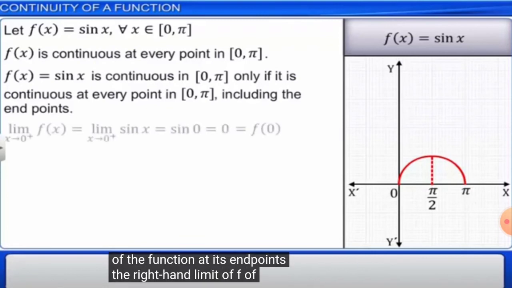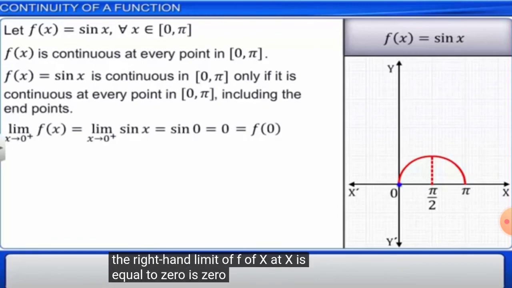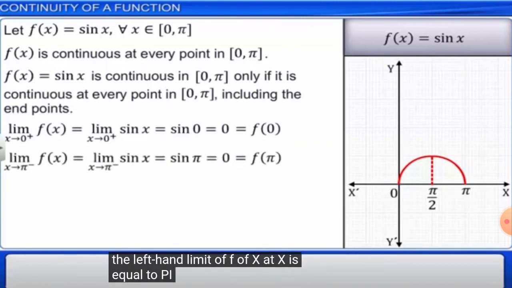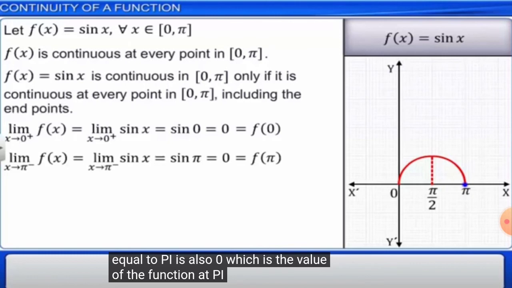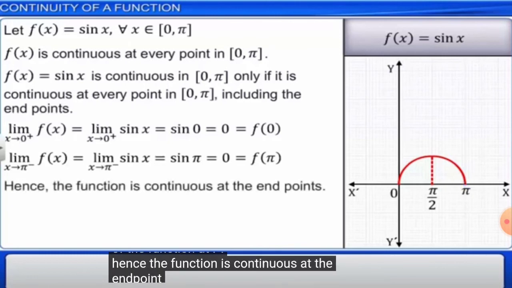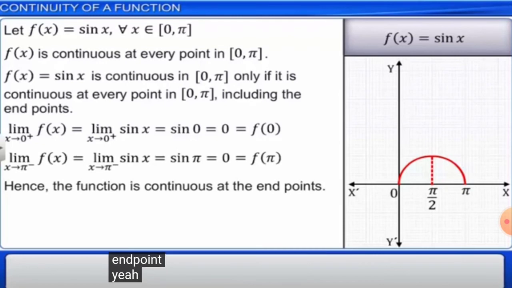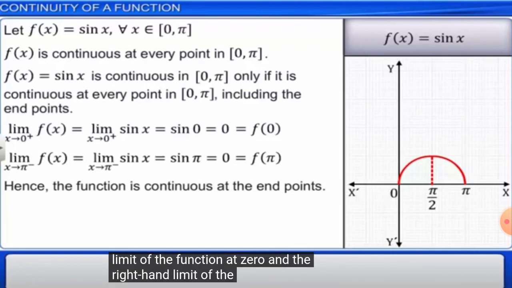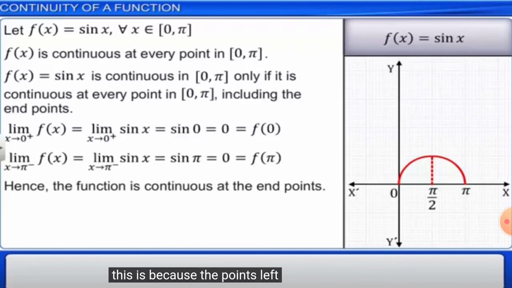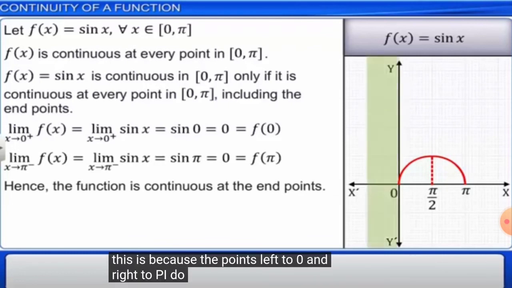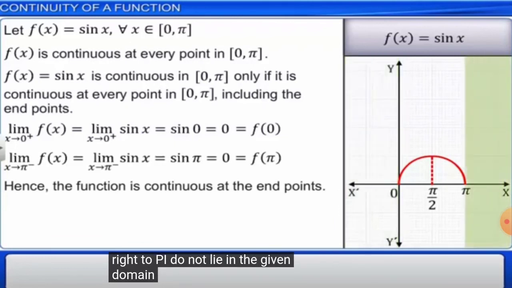The right-hand limit of f of x at x equal to 0 is 0, which is the value of the function at 0. The left-hand limit of f of x at x equal to pi is also 0, which is the value of the function at pi. Hence, the function is continuous at the endpoints. Here, we do not need to find the left-hand limit of the function at 0 and the right-hand limit of the function at pi. This is because the points left to 0 and right to pi do not lie in the given domain.